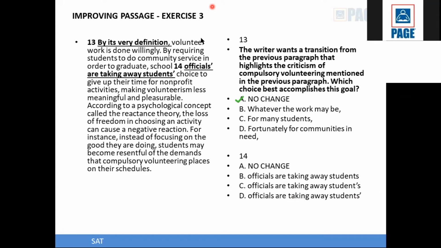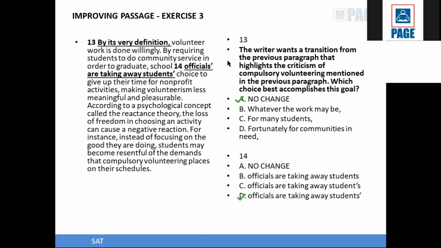Yes, Sharma is giving the answer. Good. 14: D, D, D, D, D. Everyone gave D. Wow, that is good. The answer should be D. We don't say officials plural possessive. The school officials are all the school officials included, so we don't have to have a possessive form there. The school officials are taking away students' choice.